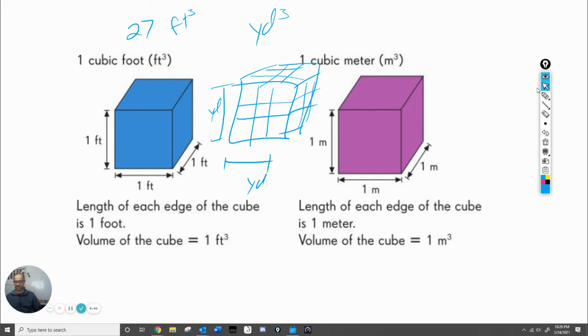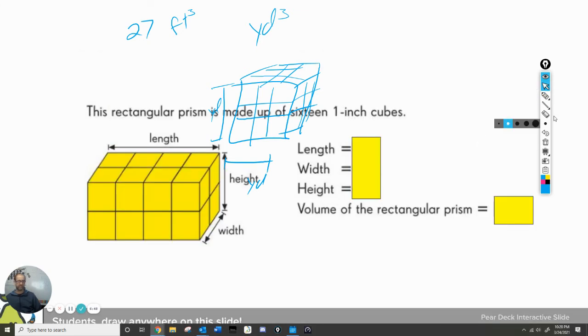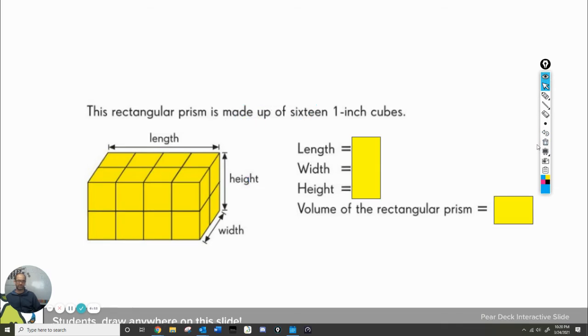All right, moving on. I might have just jumped ahead there, but that's all right. You guys are all talented. You can handle it. This prism is made up of 16 1-inch cubes. Its length we see is 4, the width is 2, and the height is 2. We find the area of the base, or the volume of the first layer, by doing 4 times 2. And then you find the total volume by taking that times 2, and you get 4 times 2 is 8 times 2 is 16. Or its length times width times height. Let's quit dancing around and just call it what it is.